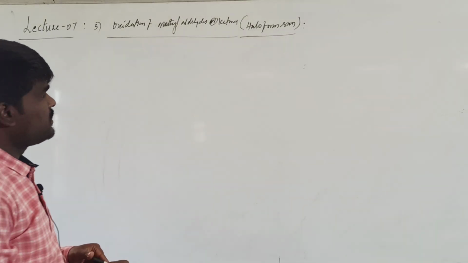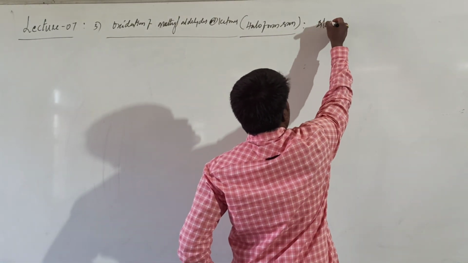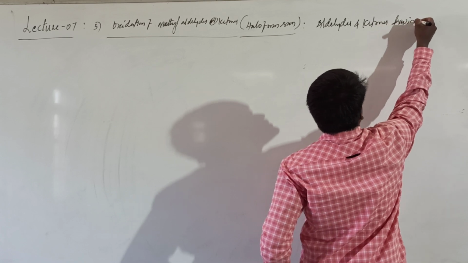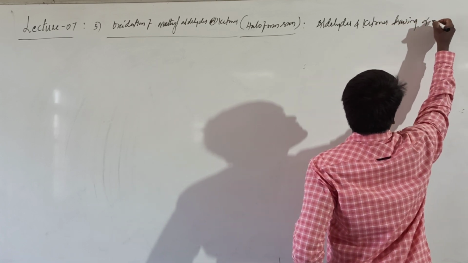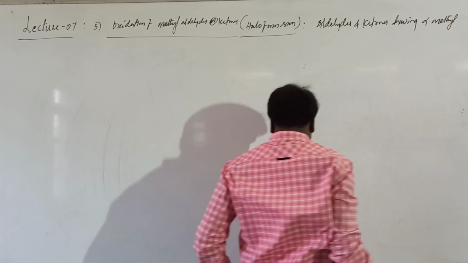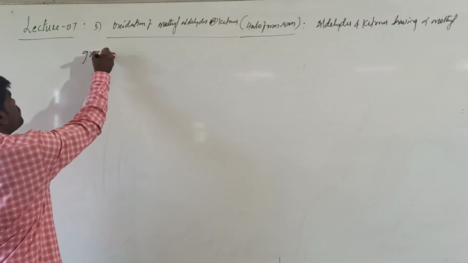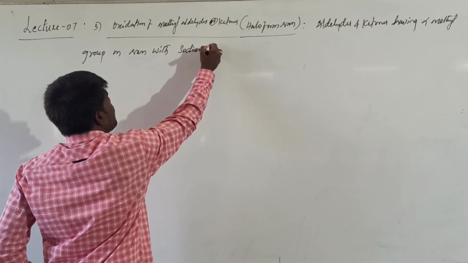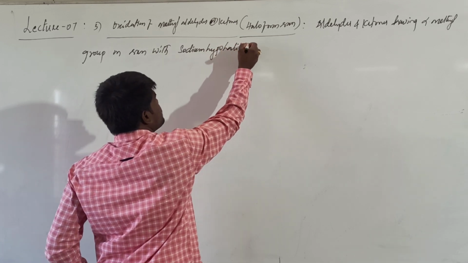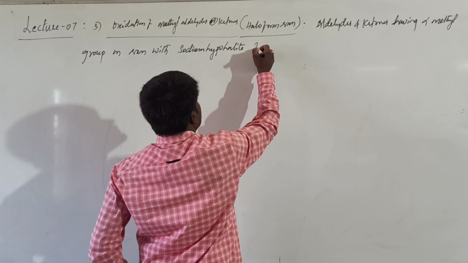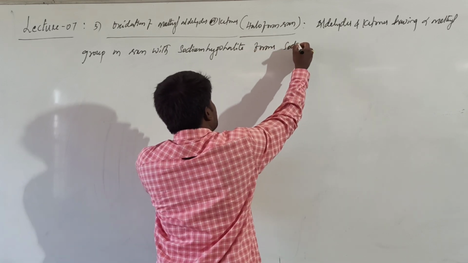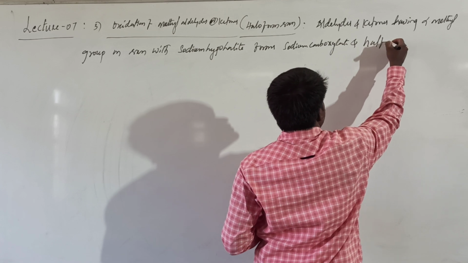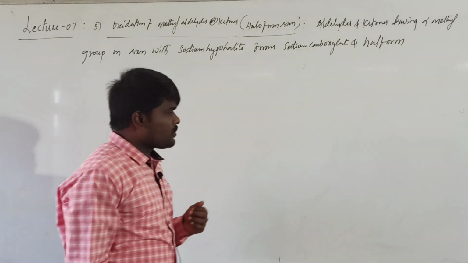Haloform reaction means that aldehydes and ketones having an alpha methyl group, on reaction with sodium hypohalite, form sodium carboxylate and haloform. This particular reaction is called the haloform reaction.